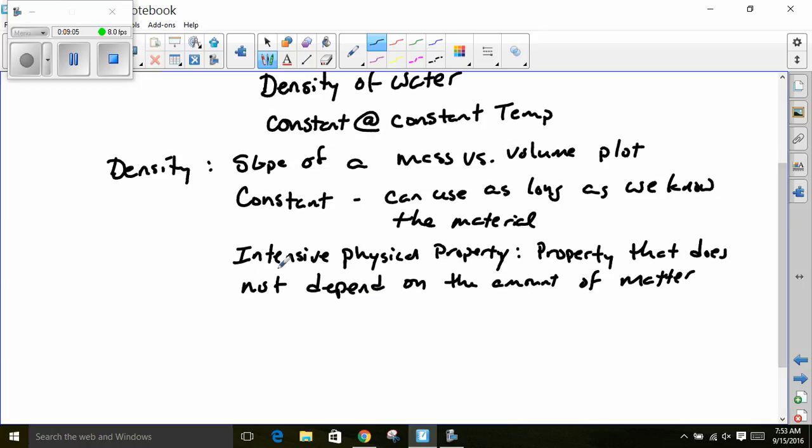Because it's an intensive physical property and because it's a constant, these two really mean the same thing, we can use density to identify materials. So if we have a colorless, odorless liquid and we find its density to be 1, then we can make a good guess that it's going to be water. We might want more information, but the density would be a major identifying factor since it is an intensive physical property of a material.